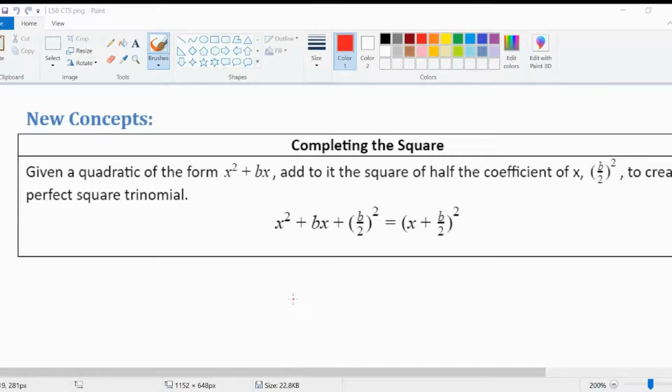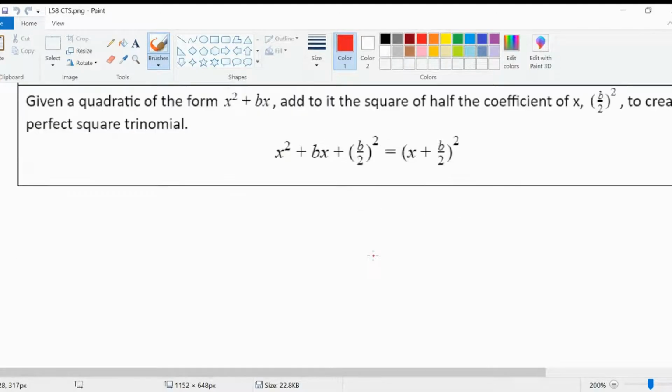Given a quadratic in the form x squared plus bx, add to it the square of half of the coefficient of x, which is the b. So we take b divided by 2, squared, to create a perfect square trinomial. And here we have an example of a perfect square trinomial on the left side, and then it factors into x plus b over 2 squared. So let's take a look at an example, and we'll complete the square to make it a perfect square trinomial.